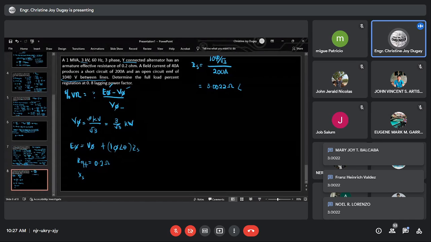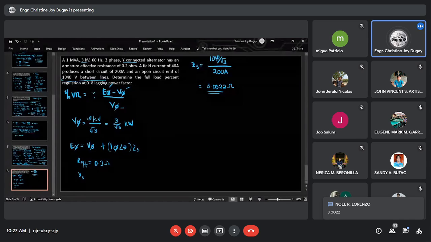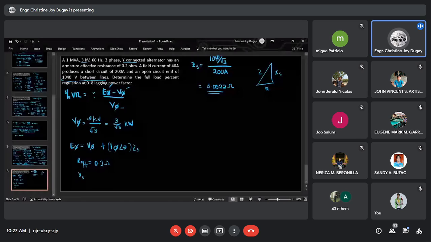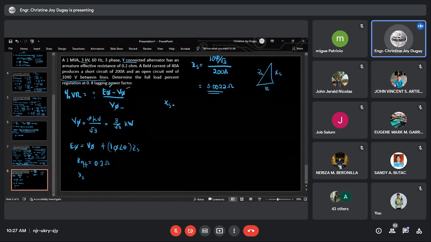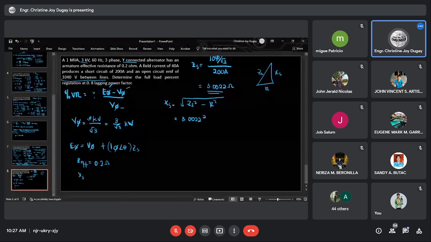So ibig sabihin that is the magnitude only. Kung meron tayong value ni R effective, so this is our R, this is our Z, and this is our XS. Using the Pythagorean theorem, pwede nating mahanap si XS, which is equal sa square root of ZS square less R square. So that is equal to 3.0022 squared less nyo sa 0.2 squared.